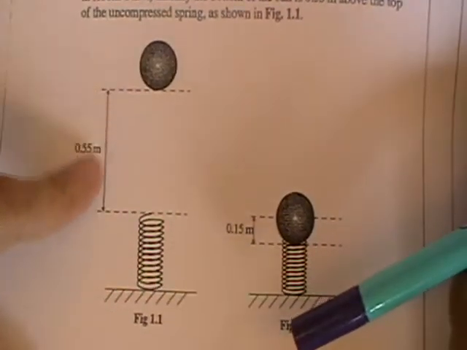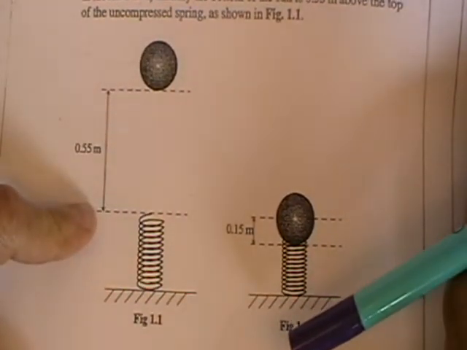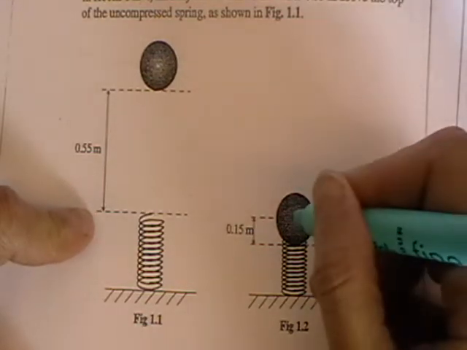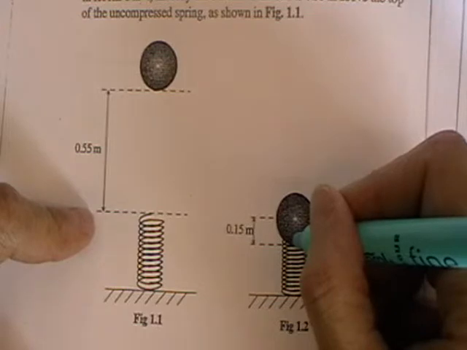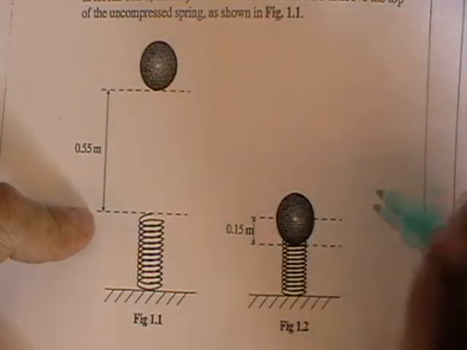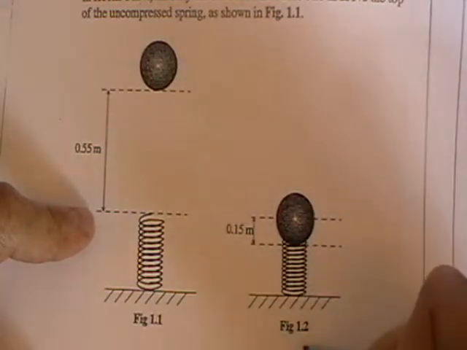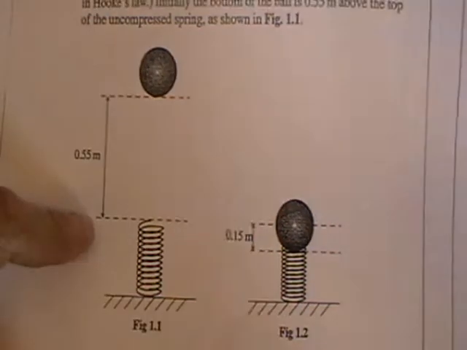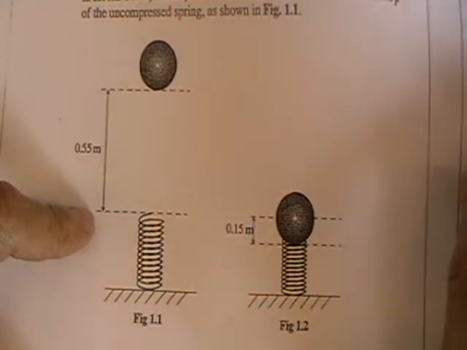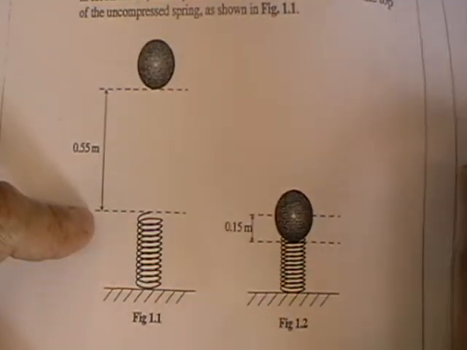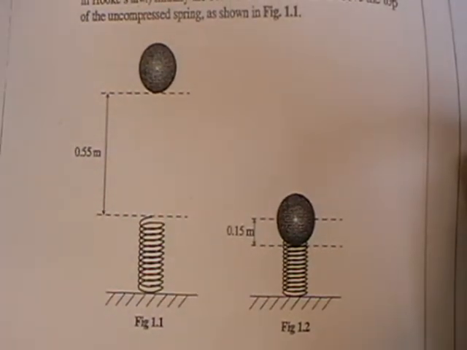The ball is then dropped through a distance of 0.55 meters so that it falls on the spring, and it then compresses the spring by a further 0.15 meters. Figure 1.2 shows the spring at the instant of maximum compression when the ball is again at rest. In the calculations below, air resistance can be neglected. So the first question says, calculate the loss of gravitational potential energy of the ball between the two situations as shown in figure 1.1 and figure 1.2.